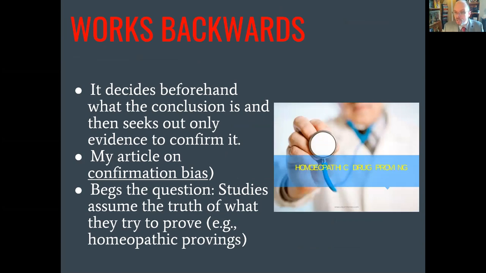If they work backwards from their conclusions, they decide beforehand what the conclusion is and then seek out only evidence to confirm it. They're engaging in confirmation bias, which I talked about before. Again, there's the article. It could also beg the question. The studies they do to prove it actually just assume the truth of what they're trying to prove.